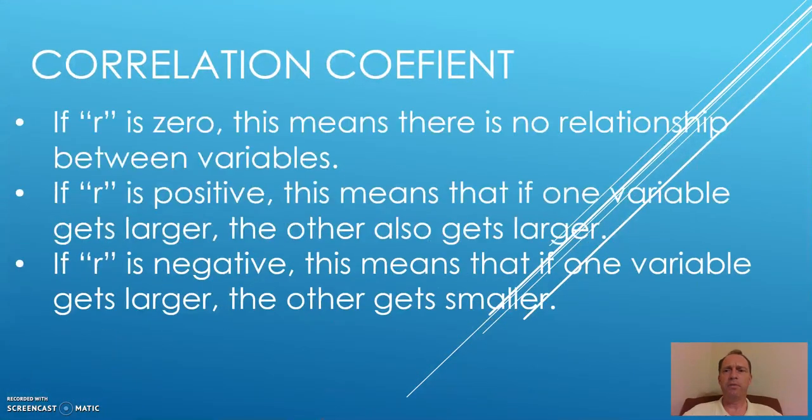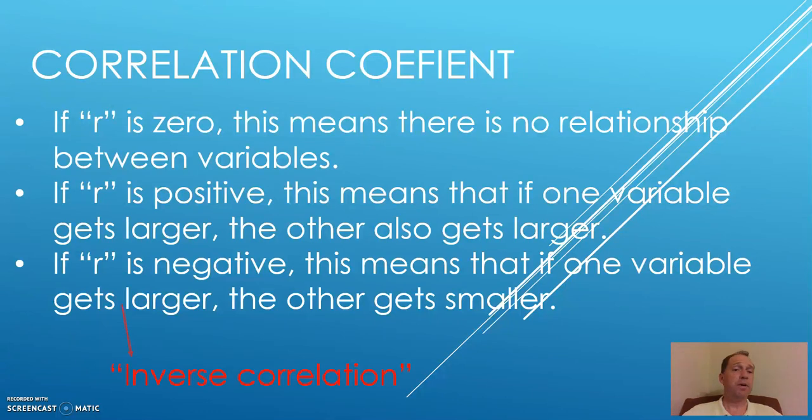A little bit more about the coefficient. If r is 0, this means there's no relationship between the variables. If r is positive, that means that as one variable gets larger, the other variable also gets larger. If r is negative, this means that as one variable gets larger, the other gets smaller. So going back to our example, you might find a positive r coefficient by saying, yes, we notice that the greater the number of hours that a student studies in a semester, the higher the grade. So that might be a positive correlation coefficient, a positive value of r.